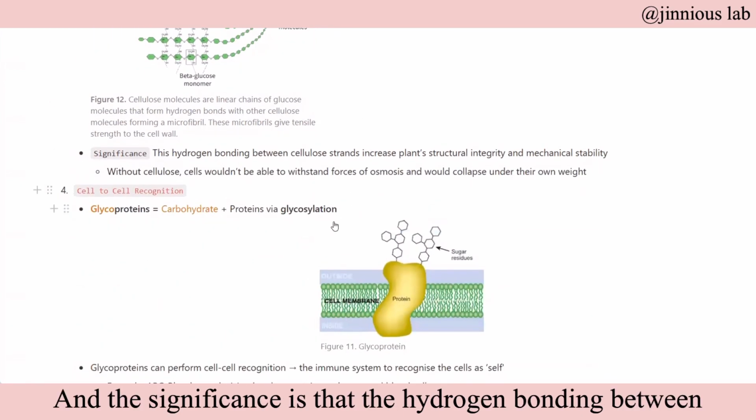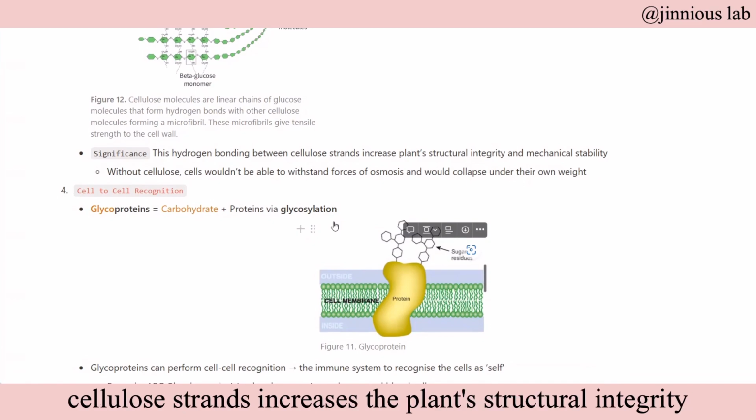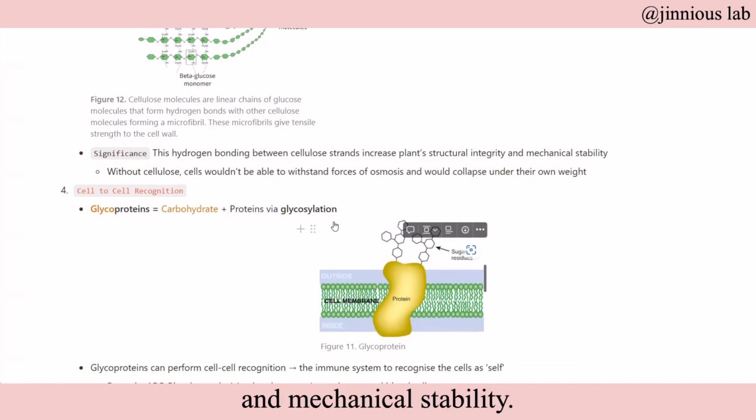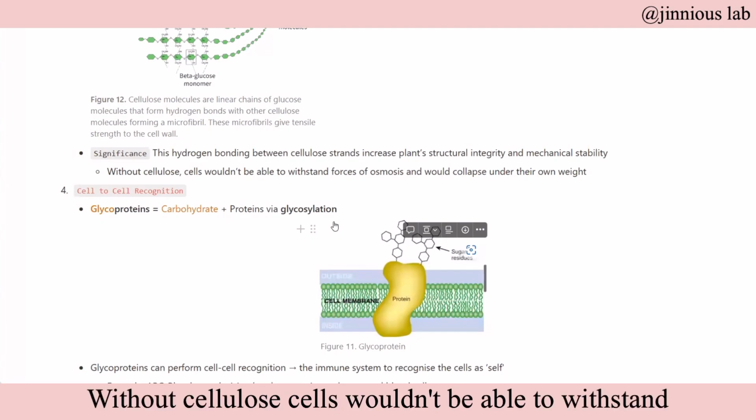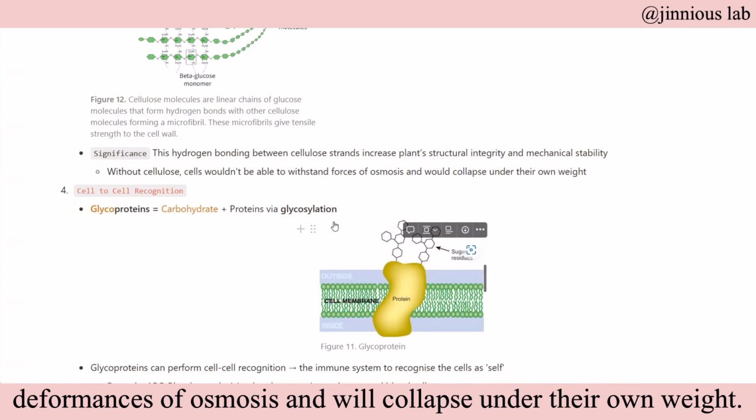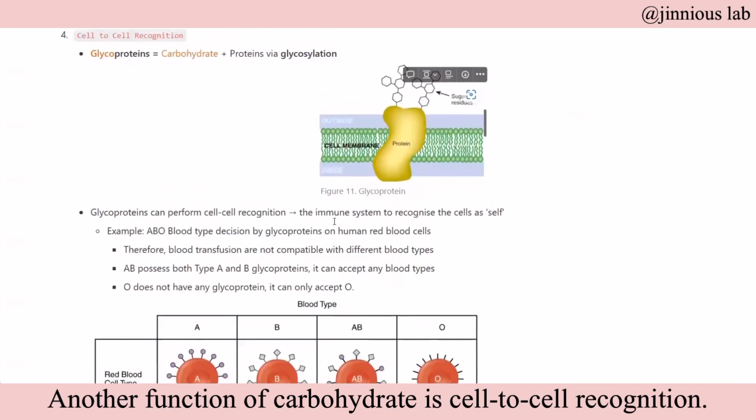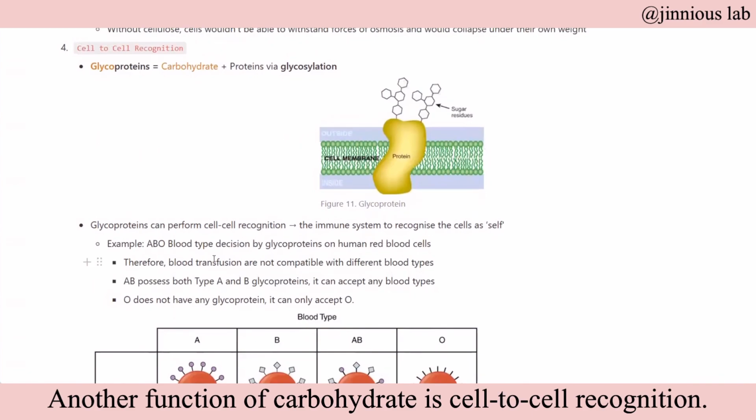And the significance is that the hydrogen bonding between cellulose strands increases the plant's structural integrity and mechanical stability. Without cellulose, cells wouldn't be able to withstand the forces of osmosis and would collapse under their own weight. Another function of carbohydrate is cell-to-cell recognition.